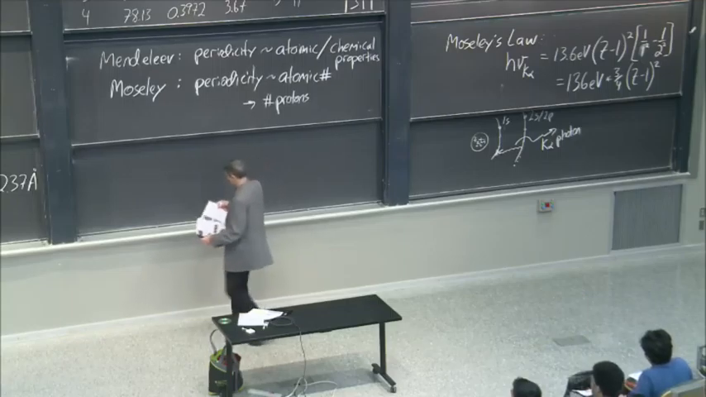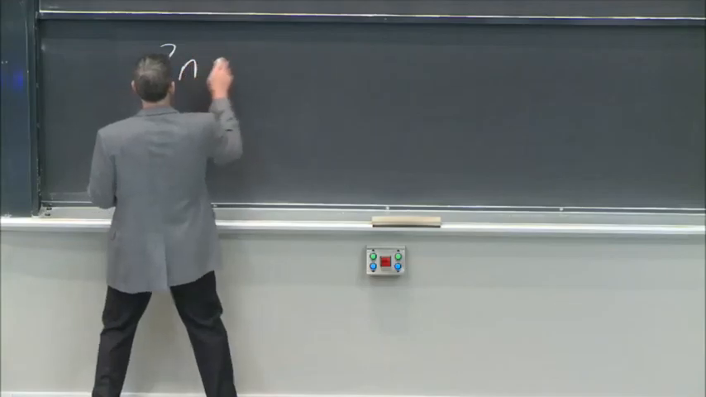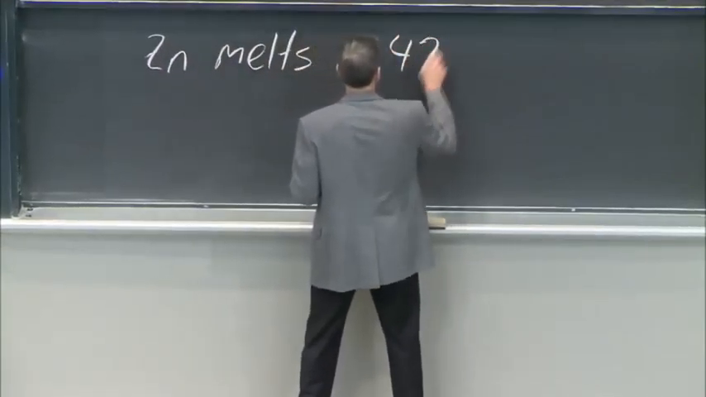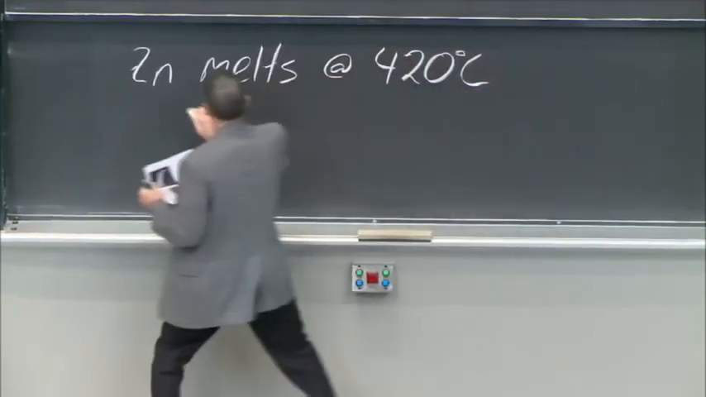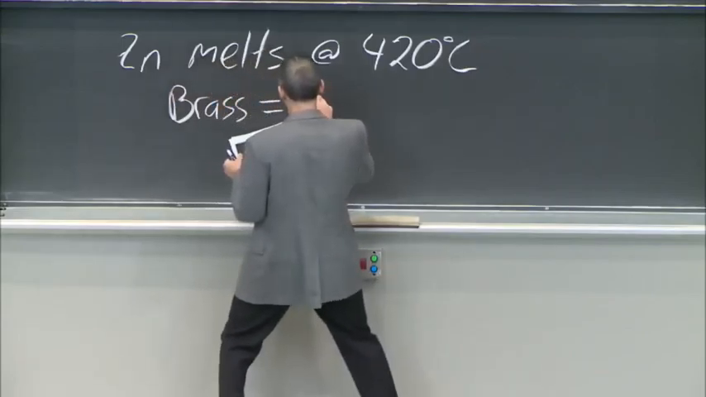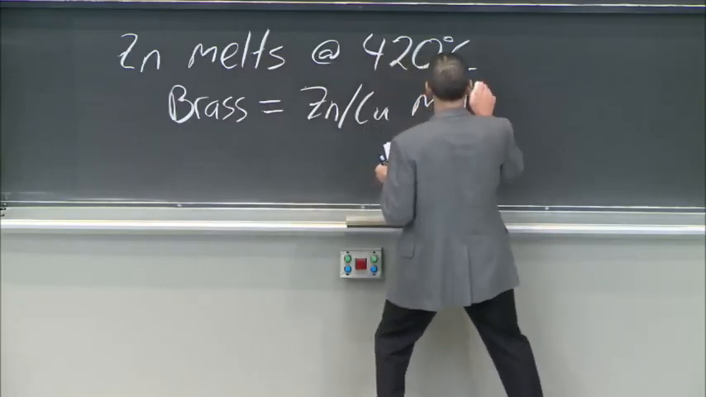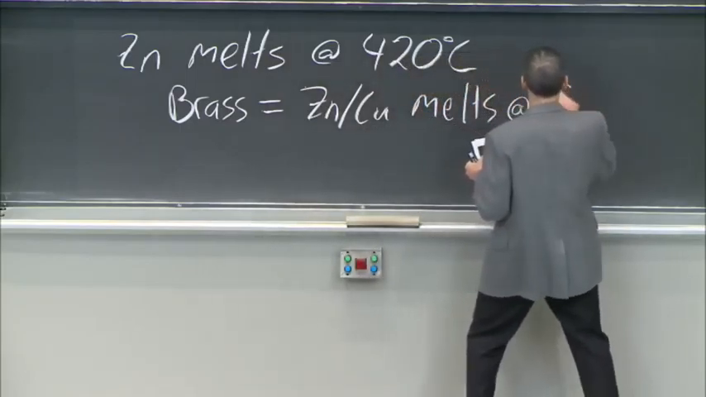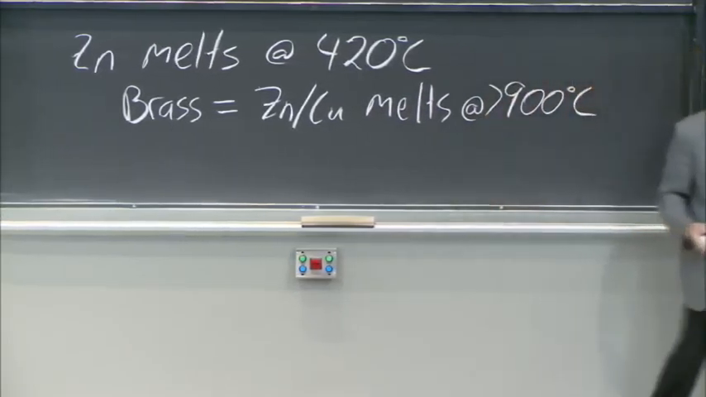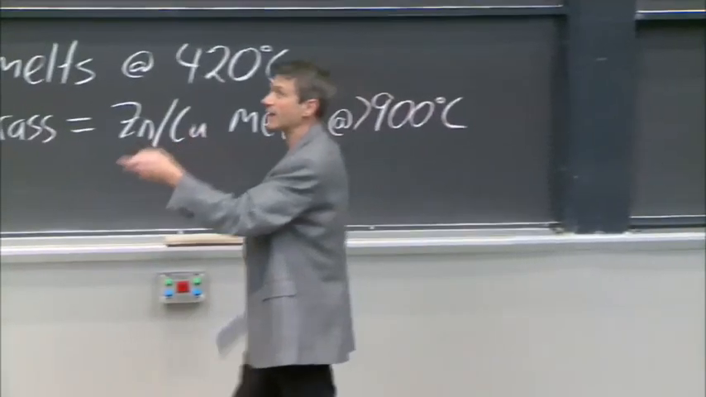Okay, the melting temperature, let's see, brass. Zinc melts around 420 C. Brass, which equals zinc and copper, melts at around 900 C or more, greater than 900 C. That's a hint, because if we go back to the video, let's go back.